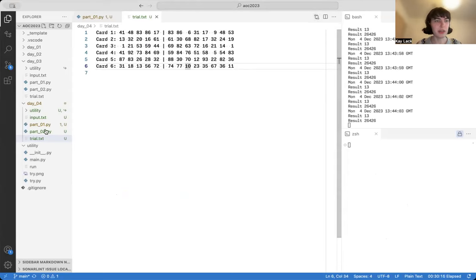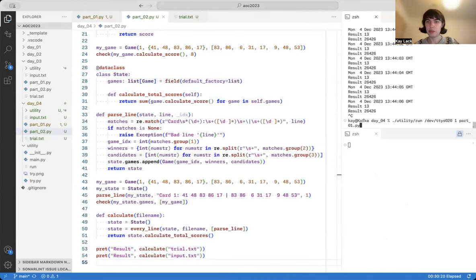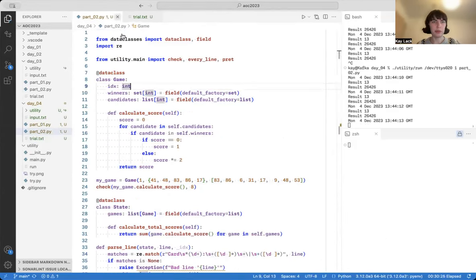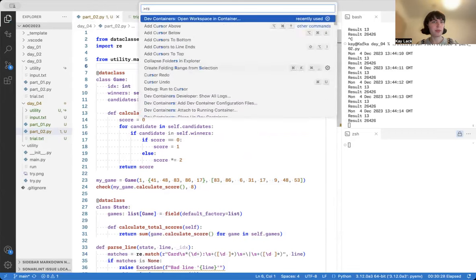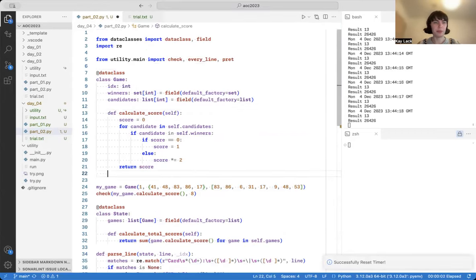Write the controls again. Copy this code over to part two and reset the timer. All right, now we're good to go. Right.